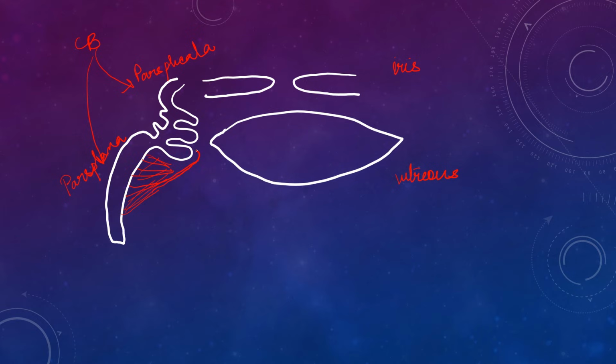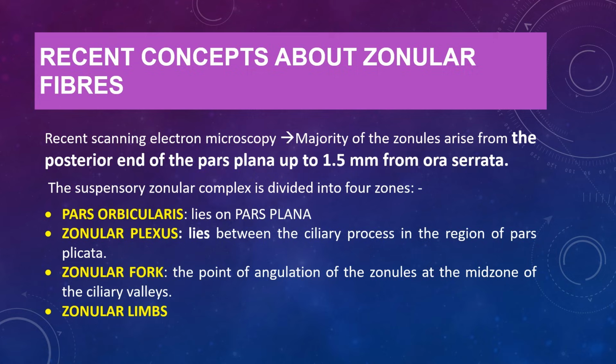So they're going to arise like this and get inserted at the equator of the lens. Okay, so they arise and insert at the equator. So that is how your zonules are present. They are present between the ciliary body and the equator of the lens. So that's important. As I told you, the recent concept is that most of the zonules are arising from the pars plana and also up to 1.5 millimeters from the ora serrata, right?